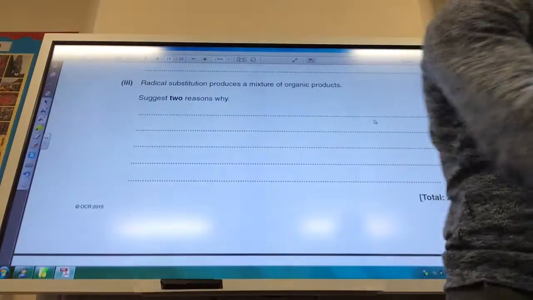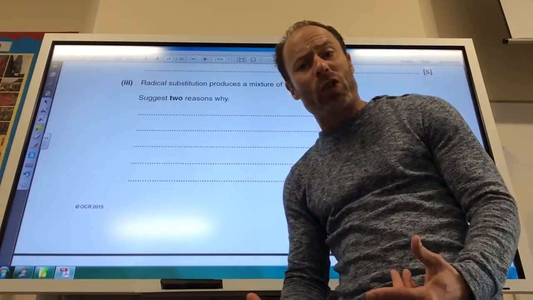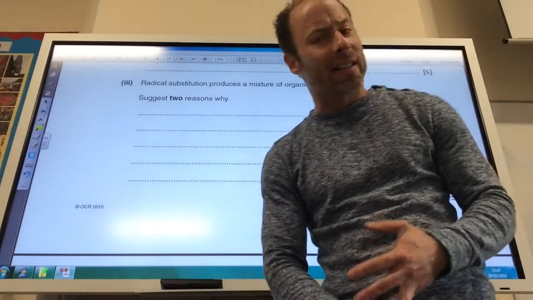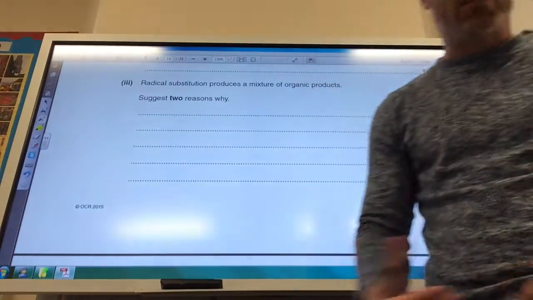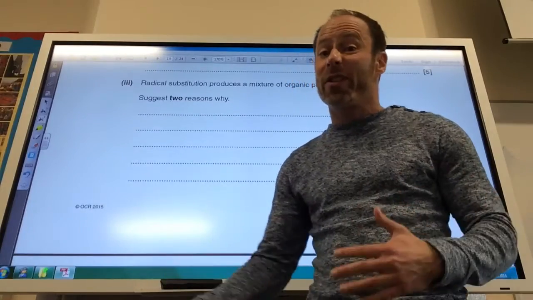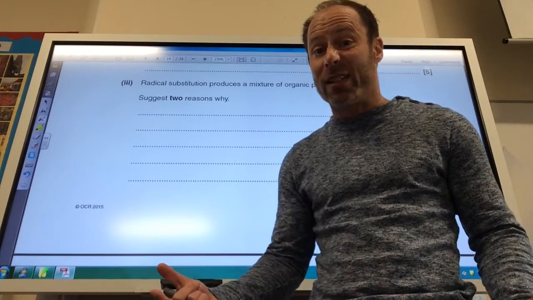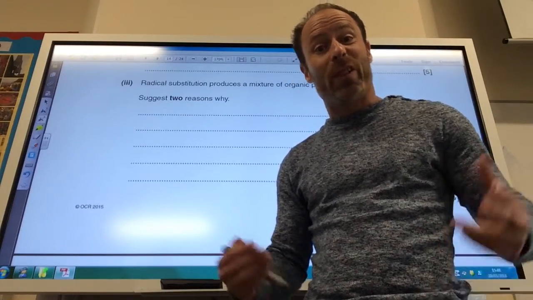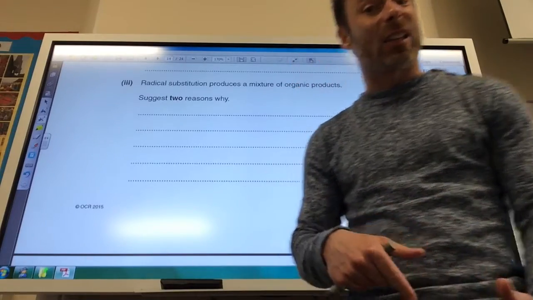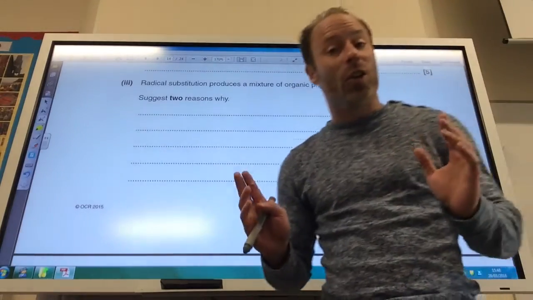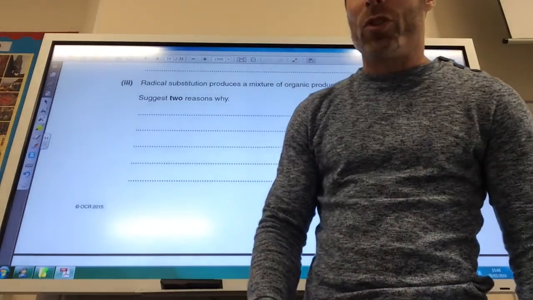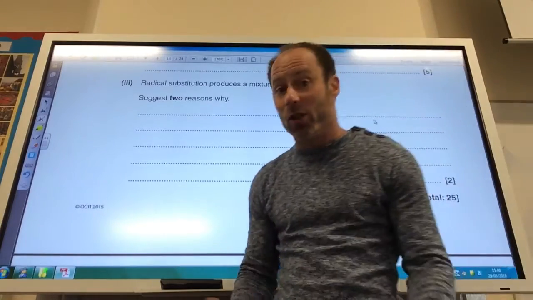Free radical substitution produces a mixture of organic products. 2 reasons why. Well, you can have further substitution of your product of C3H6BrCl. That can carry on reacting to give you further substitution reactions. And also the substitution can occur at different parts of the chain. You don't know which hydrogen is actually being replaced. We just put C3H6BrCl. You don't know which hydrogen that Cl has actually replaced. So substitution can occur at different parts of the chain, and also further substitution can occur after you've made your product.